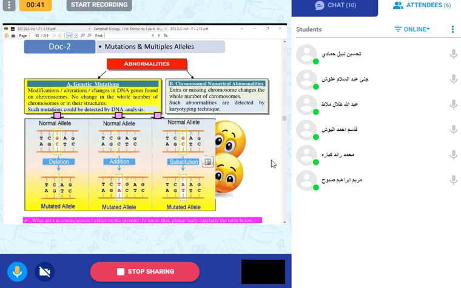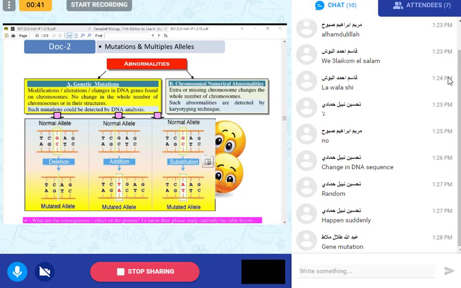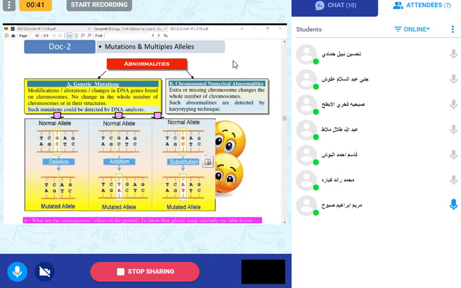What about gene mutation? Types of gene mutations. We have silent mutation. Why do you call it silent, Maryam? So it has no effect on the phenotype. Yes. So there is no change in the amino acid produced. Okay.